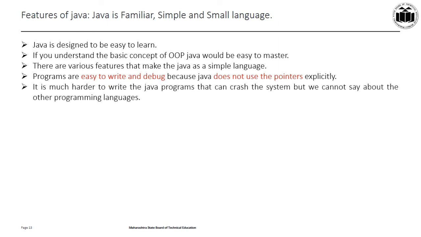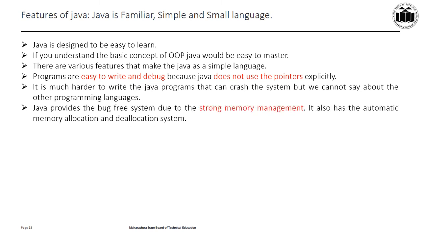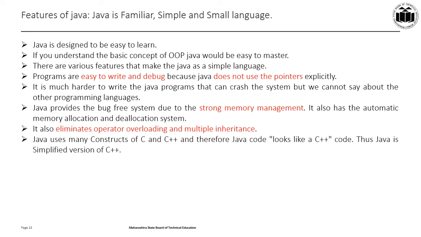It is much harder to write a Java program that can crash the system, but we cannot say the same about other programming languages. Java provides a bug-free system due to strong memory management. It also has an automatic memory allocation and deallocation system. It also eliminates operator overloading and multiple inheritance. Java uses many constructs of C and C++, and therefore Java code looks like C++ code. Thus, Java is a simplified version of C++.